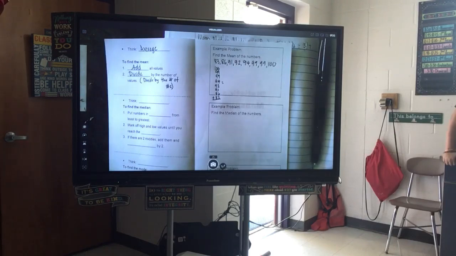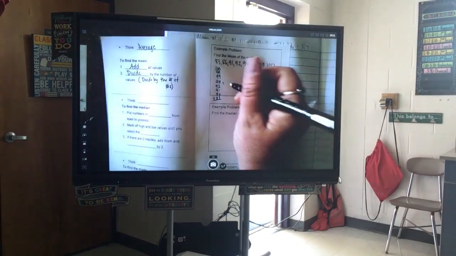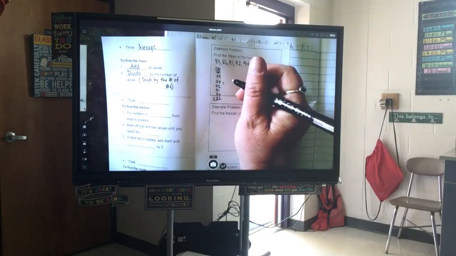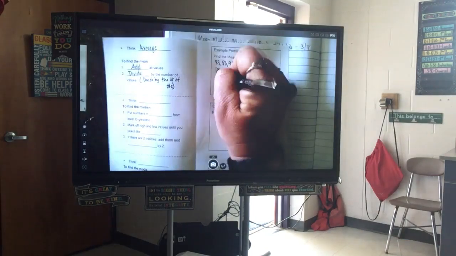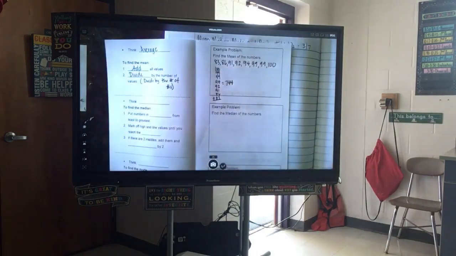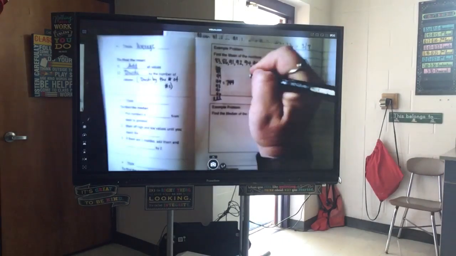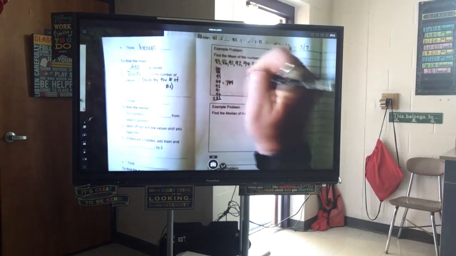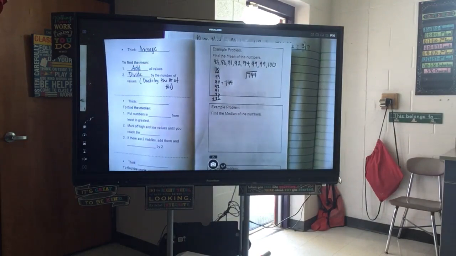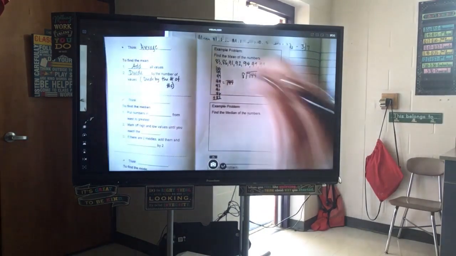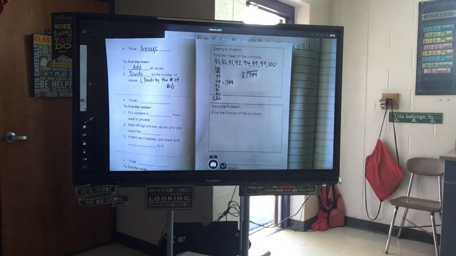Who wants to tell me what they got when they added these numbers up? All right, Cooper L. 744. All right, so we've done step number 1, we've added them up, and then we need to divide 744 by what? By 8, the number of values. All right, so go ahead, divide it by 8. Again, stand up when you have your answer. If you're standing up, that means you did not follow directions.